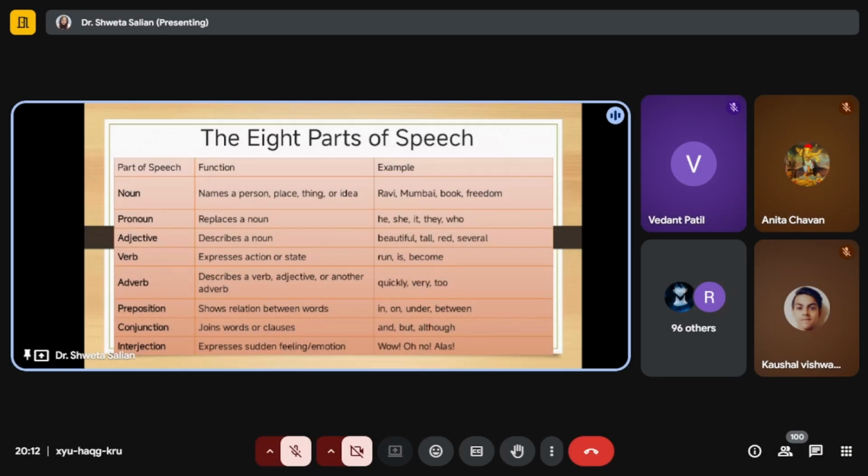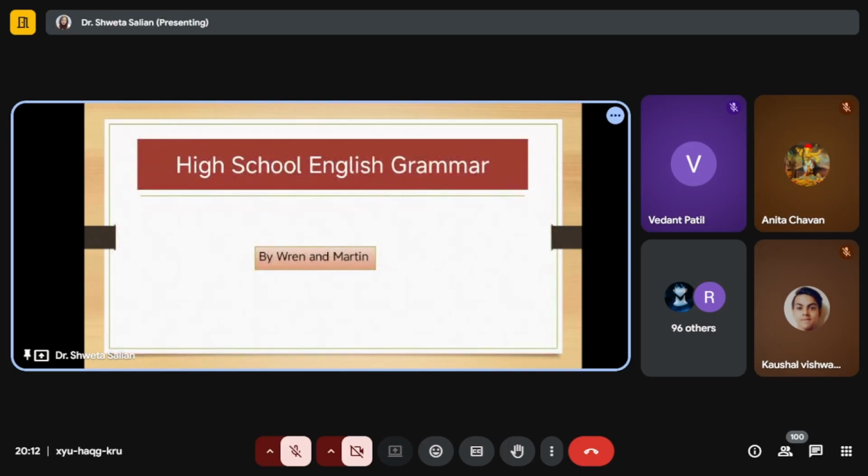For this paper, your base textbook is High School English. I'll show you the next slide. High School English Grammar and Composition. This is the title of the text that is prescribed for you, and this is by Wren and Martin. So you must have definitely heard of Wren and Martin. You must have seen it during school.